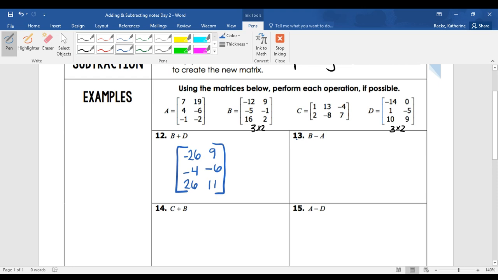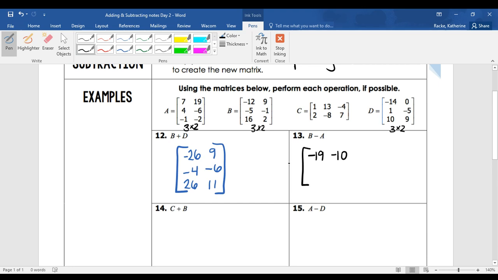So now we're going to do for 13, B minus A. Well, let's check and see what A is. A is a 3 by 2. That would match what B is, so we can subtract them. So let's start with B because it's B minus A. So I'm doing negative 12 minus 7 gives me a negative 19. 9 minus 19 gives us a negative 10.